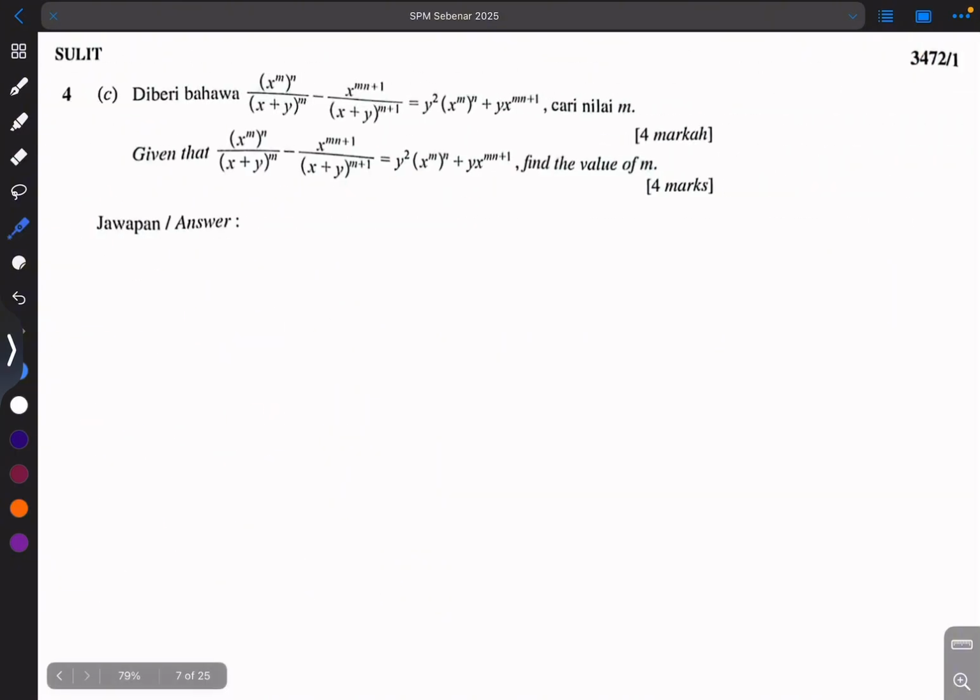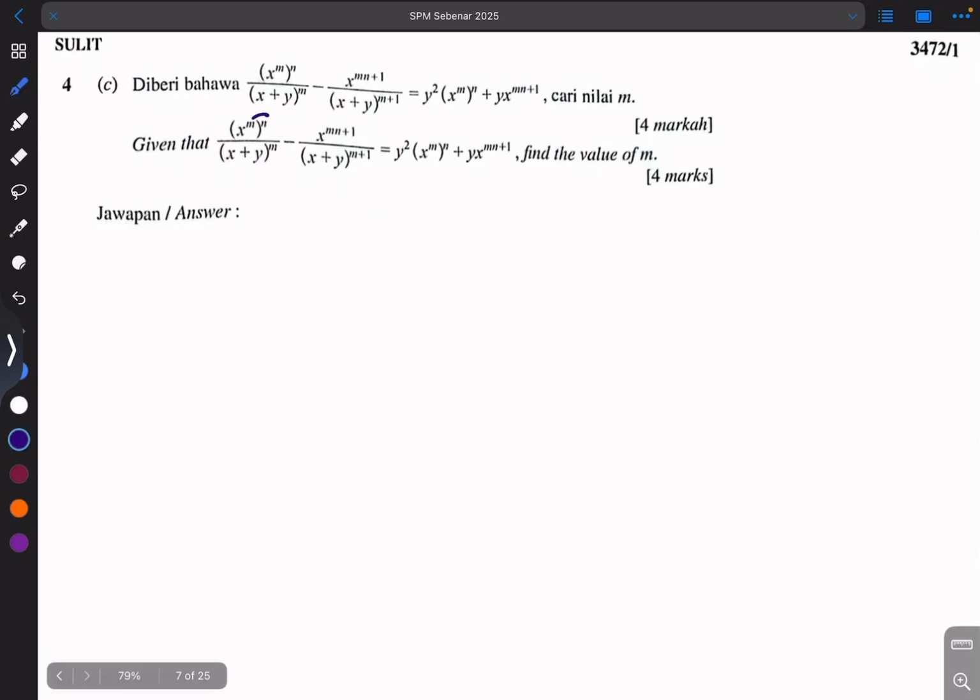For C. Wow, this looks like a really complex question. Okay, so they given that this minus this is this, find the value of m. Okay, let's see. So here they gave us two different fractions. So we need to make the denominator same. Then only we can simplify to one fraction. So we do the small things first.